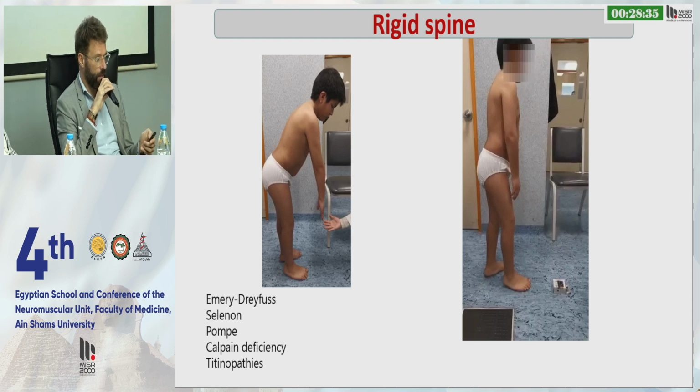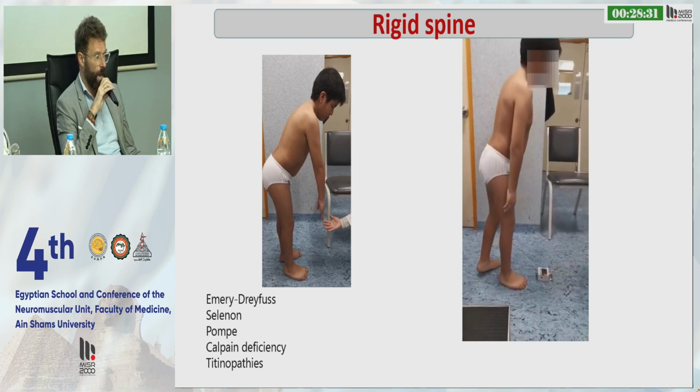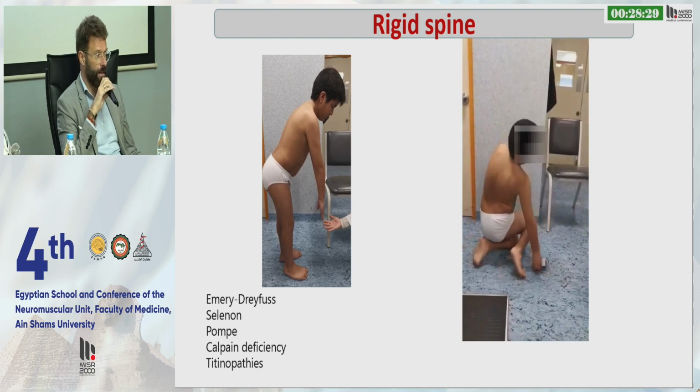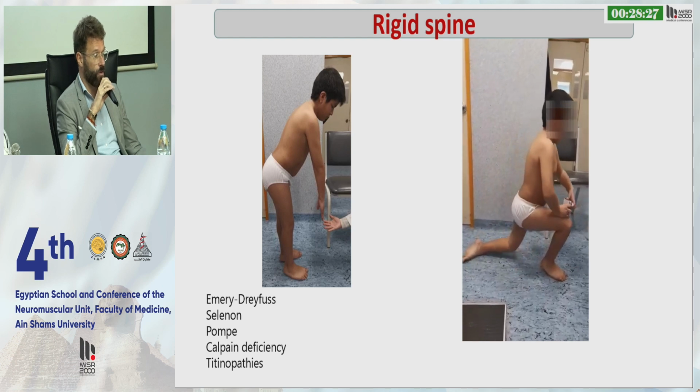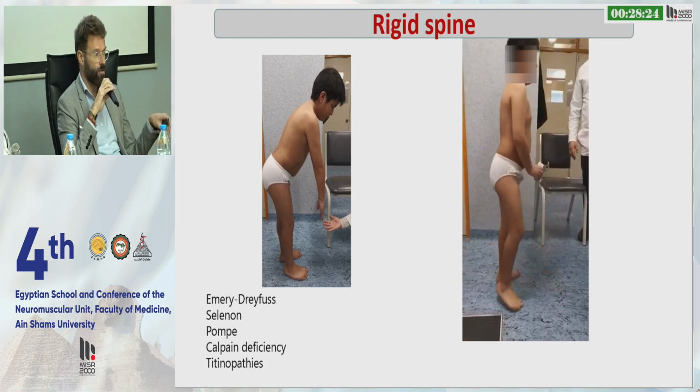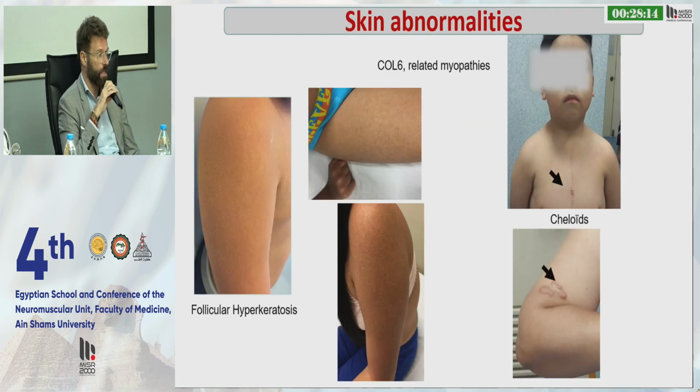Okay. Rigid spine, when the contracture is localized at the back. Look at this patient, he can't bend the spine to take this object, so he has to make a flexion, okay, because it's very rigid. And this can be seen in many conditions: Pompe disease, calpain deficiency, tendinopathies, Emery-Dreifuss muscular dystrophy.